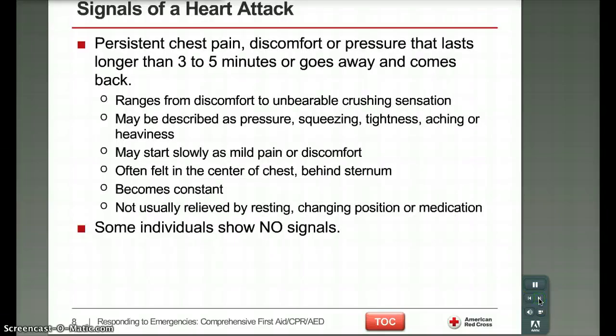So as you can tell by that video, many of those people were survivors of heart attacks and cardiac arrest. So we want to talk about now, what are some of those signals that we want to pay attention to when someone's having a heart attack. The first thing you'll see is there's persistent chest pain.